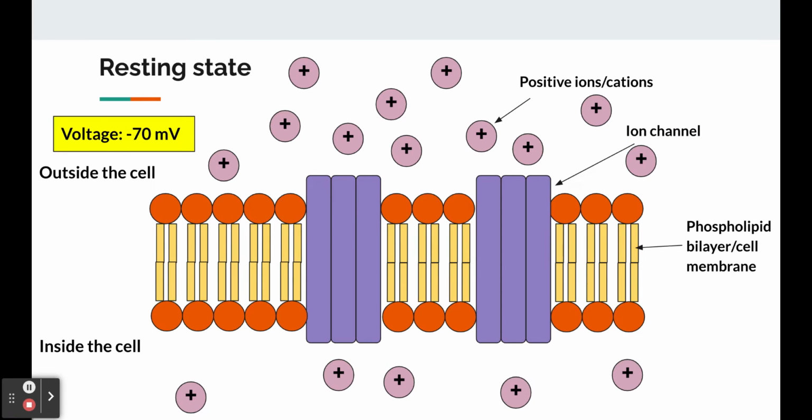When a neuron is not firing and in resting state, the membrane potential is around negative 70 millivolts. This means the inside of the cell has fewer positive ions than the outside, so it is overall more negative.